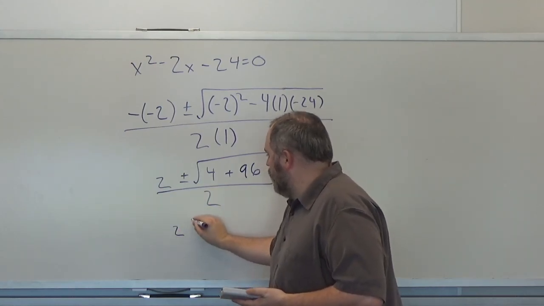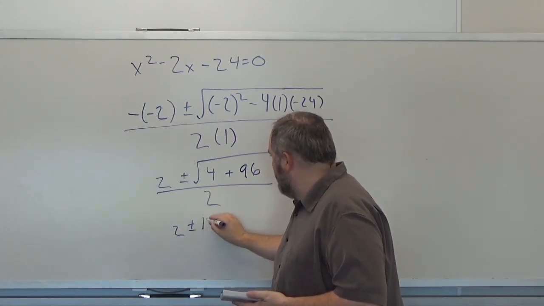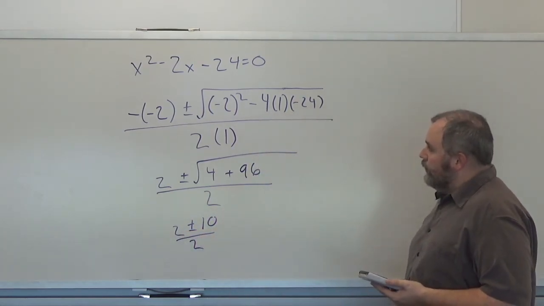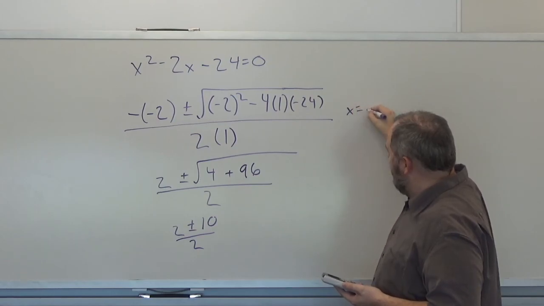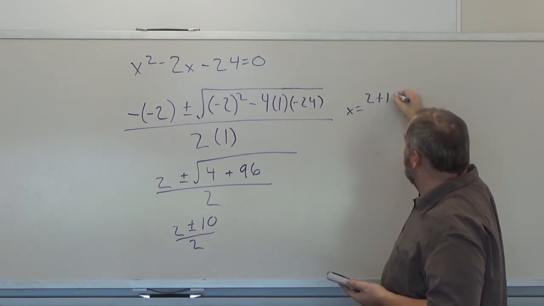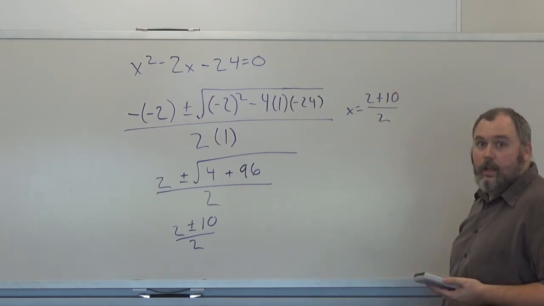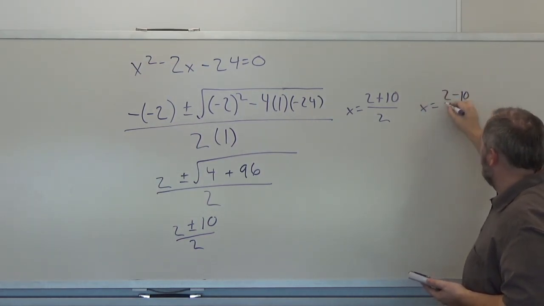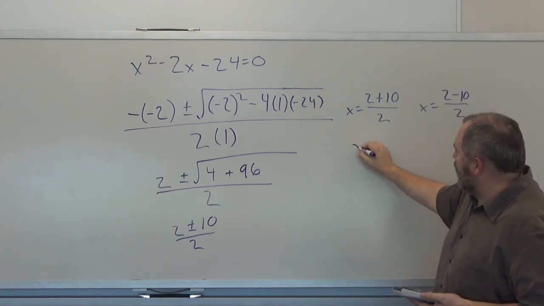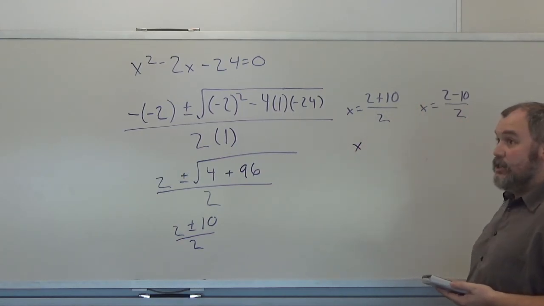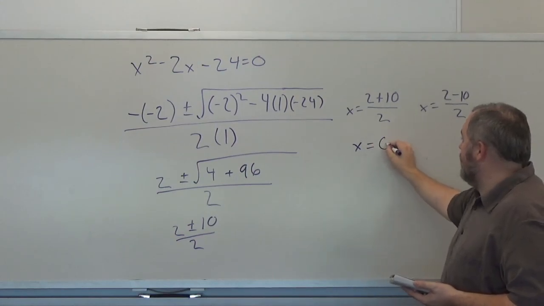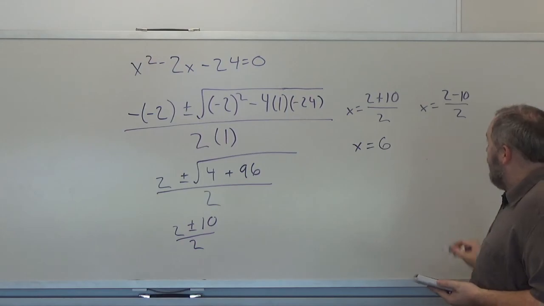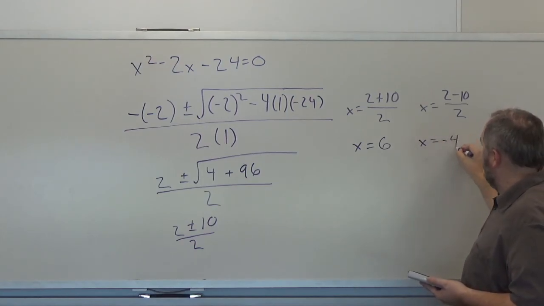This is going to give me 2 plus or minus the square root of 100 over 2. So my x can be equal to 2 plus 10 divided by 2. It can also be x is equal to 2 minus 10 divided by 2. Work this out. 2 plus 10 is 12 divided by 2. x is equal to 6. 2 minus 10 is negative 8. Divide that by 2. I get x is equal to negative 4.